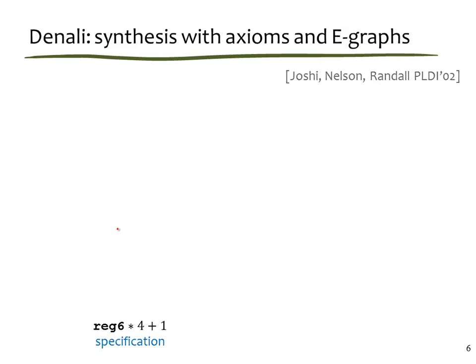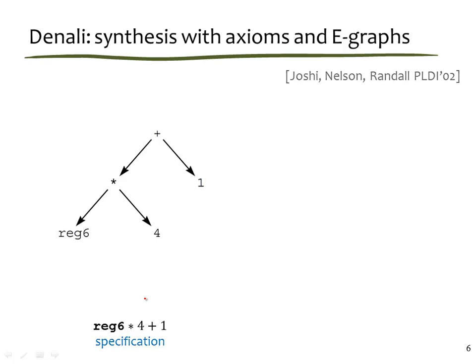The synthesizer is called Denali, and the problem is to accept a specification like this, which you could view as a straight-line sequence of instructions. So a small instruction sequence, and the goal is to compute a more efficient instruction sequence. So essentially, instruction-level optimization. Okay? So this requires 2 instructions, and the system starts by building a tree, an abstract syntax tree, for the computation. So the register is multiplied by 4, and then you add 1.